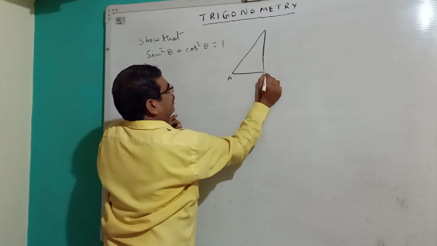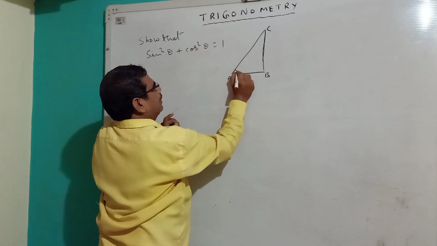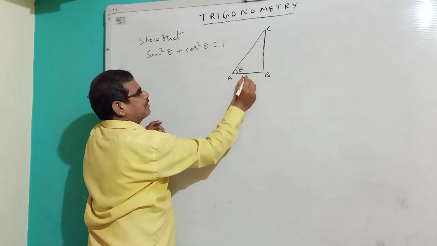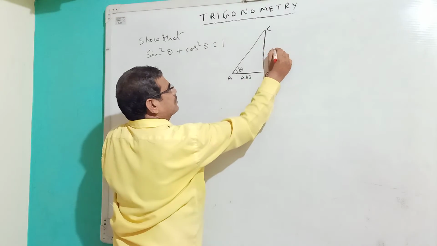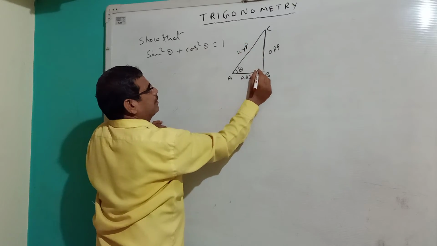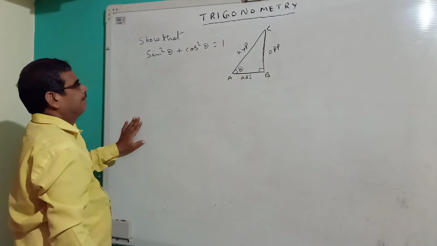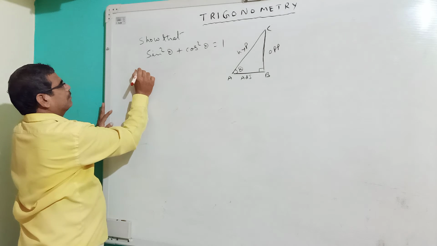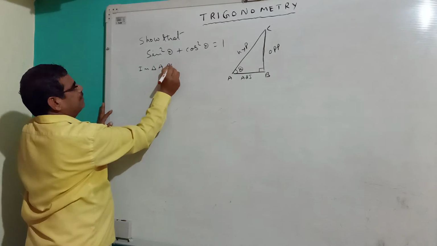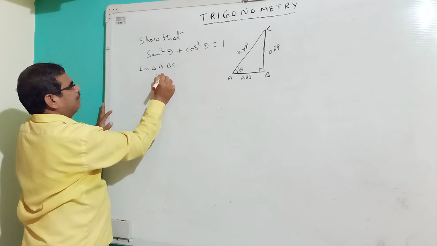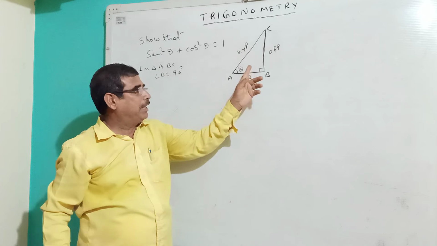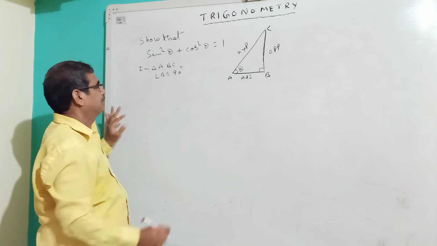A, B, C, here angle theta. This is the adjacent side, this is the opposite side, this is the hypotenuse. Here 90 degrees. So, in triangle ABC, angle B is equal to 90 degrees.